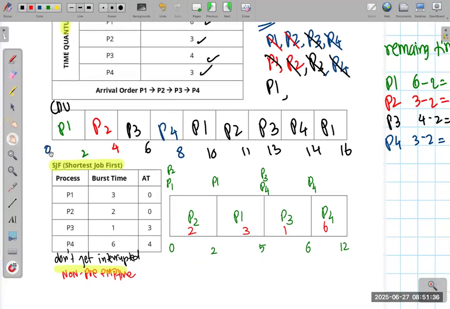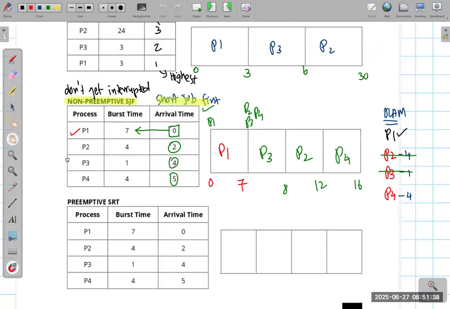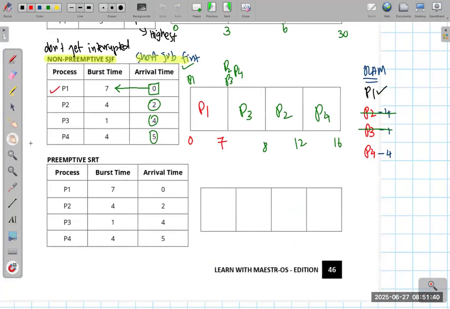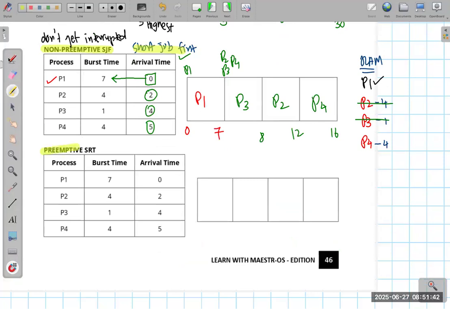Right. Okay, let's get into the next one. That is preemptive shortest remaining time. So this note is on preemptive. Preemptive, okay, we'll say at time unit 0, it's like a bus, it gets interrupted.